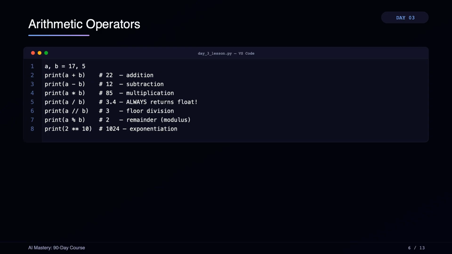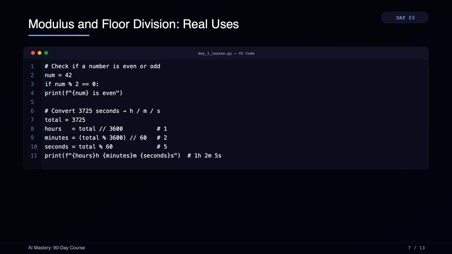Number %2 equals 0 means even. You will use this pattern when processing lists, filtering data, alternating colors in tables, and countless other situations. The second use case is converting a raw number of seconds into a human-readable time format of hours, minutes, and seconds. This is a beautiful combination of floor division and modulus working together.